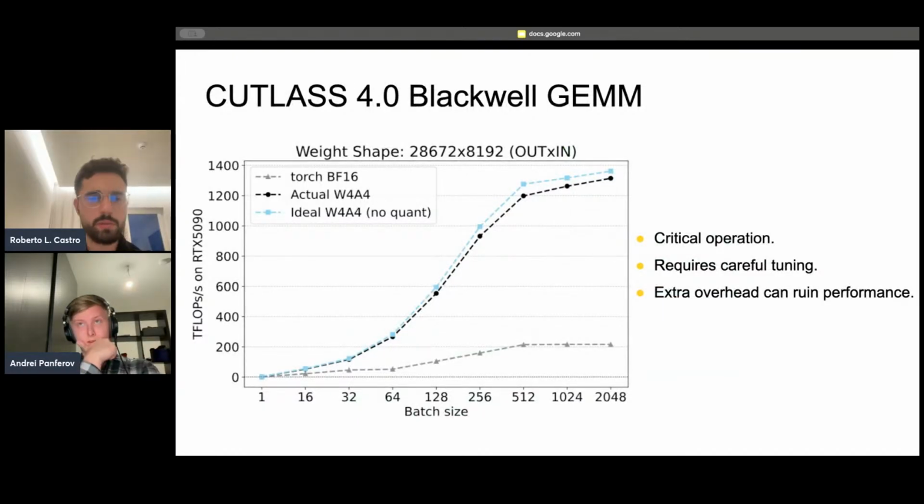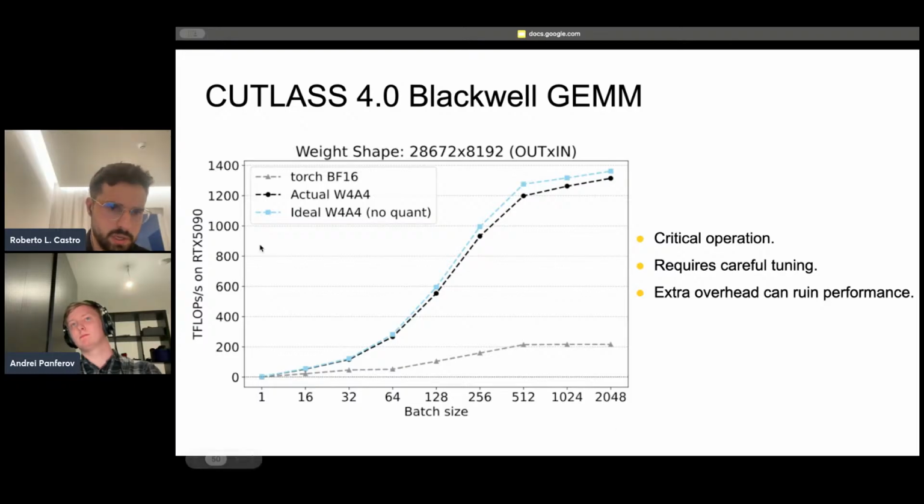One of the points that Andrei already highlighted is the impact of the matmuls in this large language model. Most of the runtime of these models is represented by these matrix multiplications in linear layers. That means that they are a critical operation that we have to optimize as much as possible. This requires careful tuning, but it also implies that we have to avoid the extra overhead of additional operations, such as these Hadamard operations that we have just been discussing.